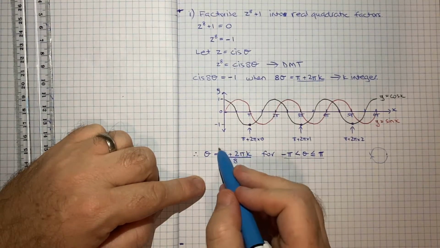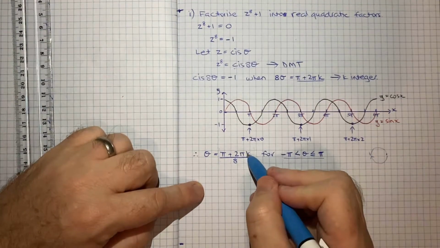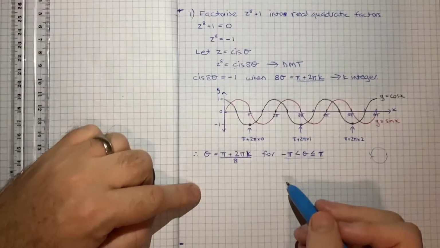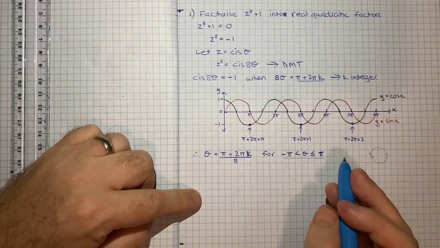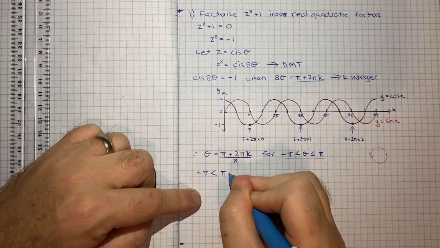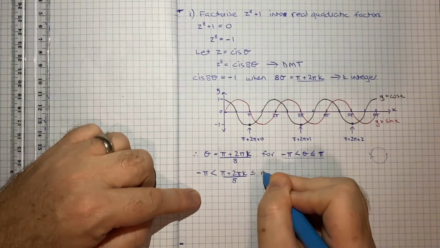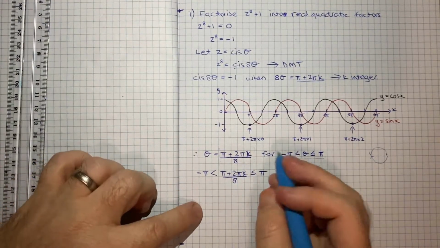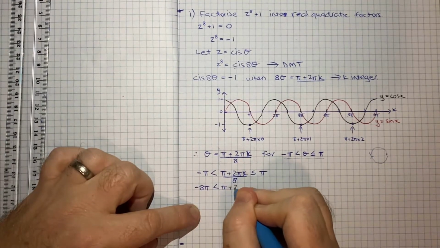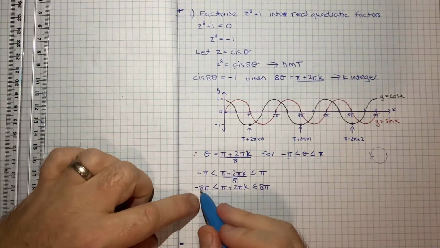So if we just insert this value of theta into the domain, we'll be able to solve for the values of k that we care about. Once we get those values of k, we can then have our arguments. So we'll have -pi less than pi plus 2 pi k on 8 less than or equal to pi. I'll just bring the 8 up, so we'll get -8 pi less than pi plus 2 pi k less than or equal to 8 pi.